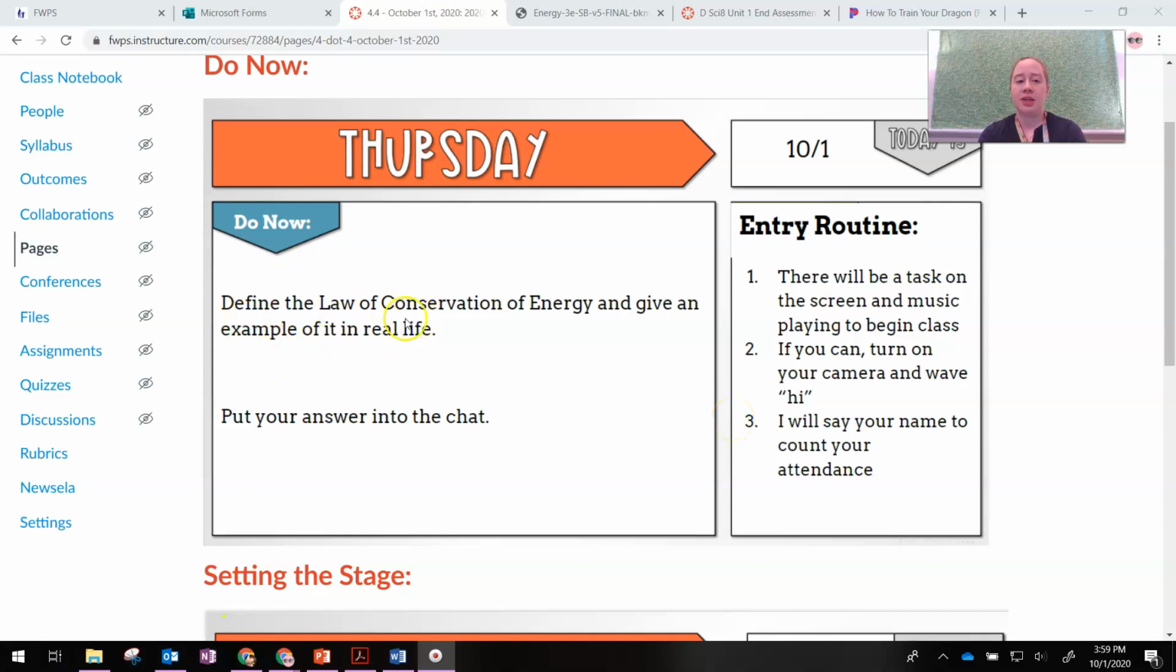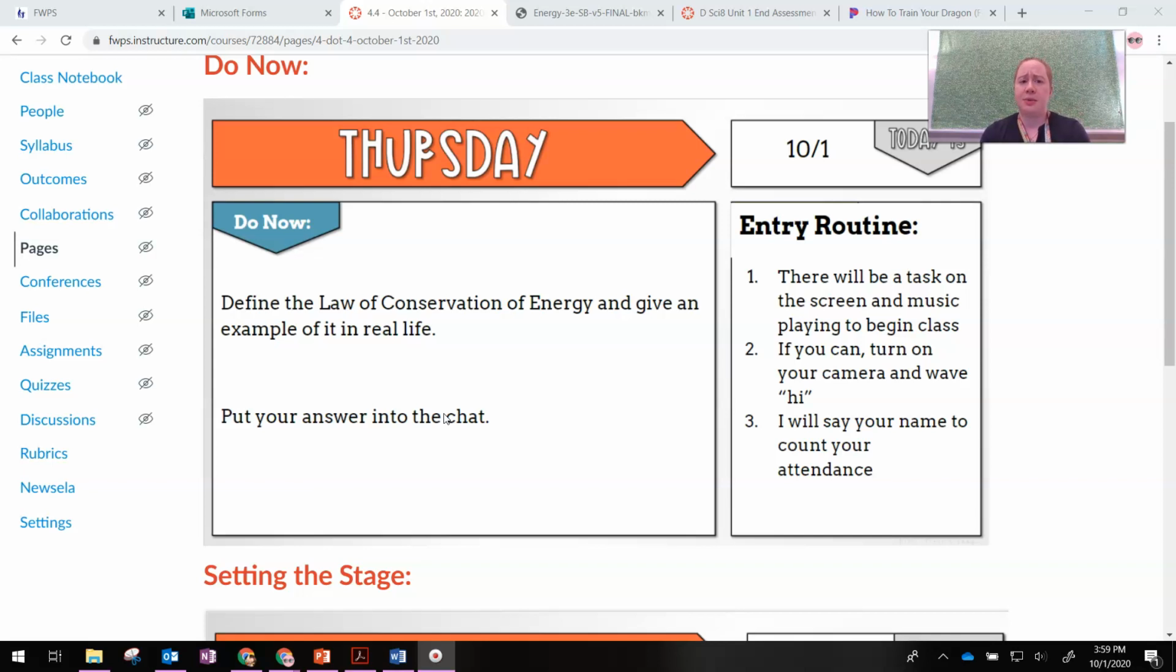Our do now was to dig a little bit into our notes and remind ourselves what the law of conservation of energy was, give an example of it in real life, and drop the answer into the chat. The shortest version of that is that energy is neither created nor destroyed. It is simply transferred or transformed.